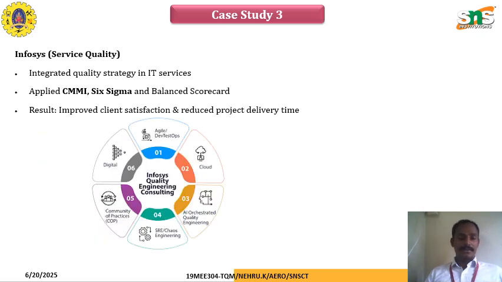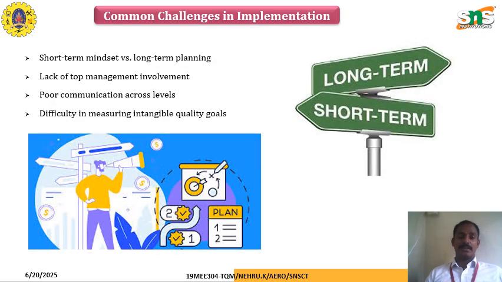The third case study is Infosys. They have maintained quality services and integrated quality strategy in the IT sector all over the world, applying CMMI, Six Sigma and the balanced scorecard. They apply these three things from strategy quality planning, which results in improved client satisfaction and reduced project delivery time to the customer. So these are a few examples of quality strategy.